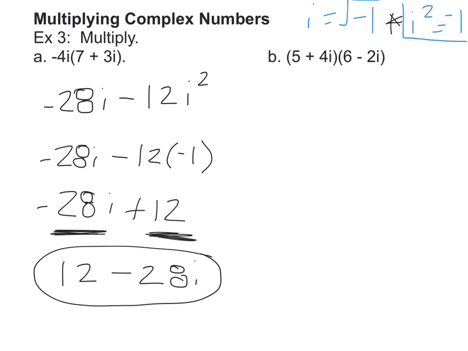Last one that we're going to do is part B. Notice we got two binomials, two complex numbers. Once again, it is the FOIL process. So let's begin. 5 times 6 is going to get us 30. And then 5 times -2i is -10i. 4i times 6 will get me 24i. And then lastly, +4i times -2i, my answer is going to be -8i squared.